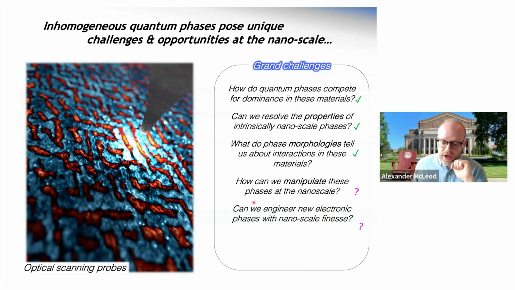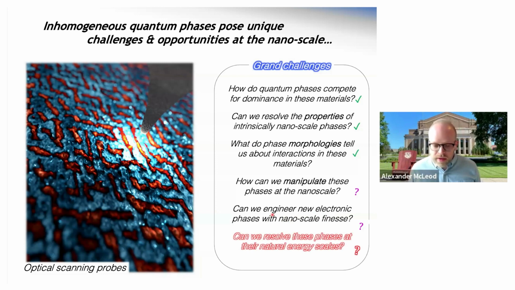This question is connected intimately to these designer quantum materials. That's really what we want to do. We want to engineer new electronic phases, or new phases with unique optical properties, let's say, with this nanoscale finesse. I'll talk a little bit more about that at the end of the presentation. And can we resolve these phases at their natural energy scales? Some of the techniques that we've implemented together with the Park Systems hardware have enabled us to push the boundaries of this question.